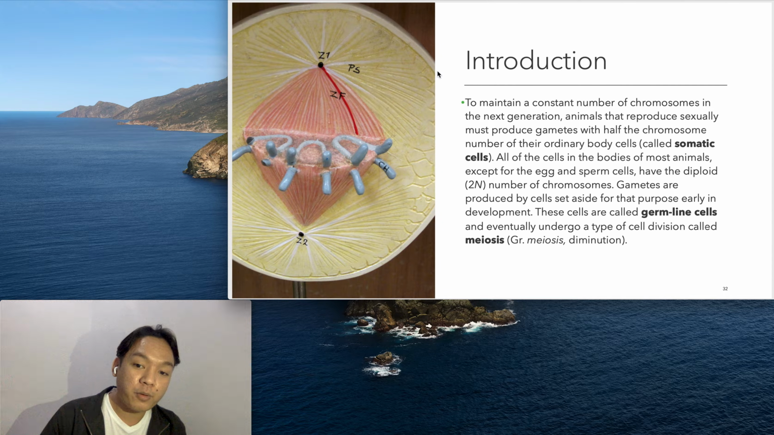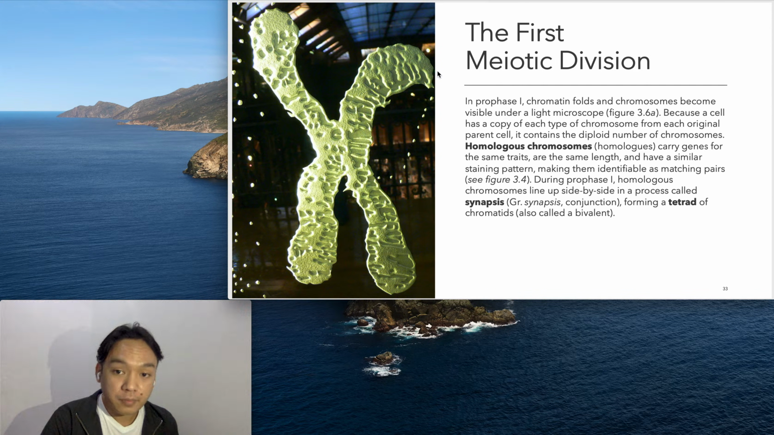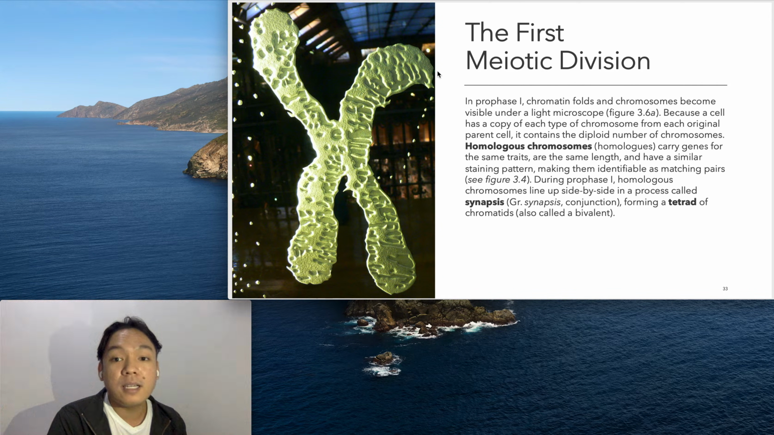So the Greek word for meiosis means diminution. Okay, diminution. So we have the meiosis, and then it's divided into two different phases: the first meiotic division and the second meiotic division. So we'll talk about the first meiotic division. Okay, are you familiar with the chromatin? Okay, it folds and chromosomes become more visible.